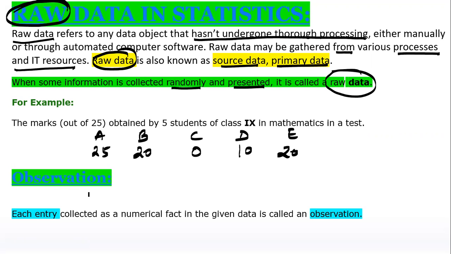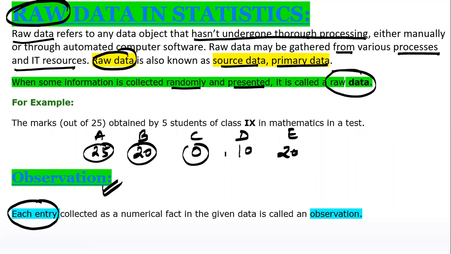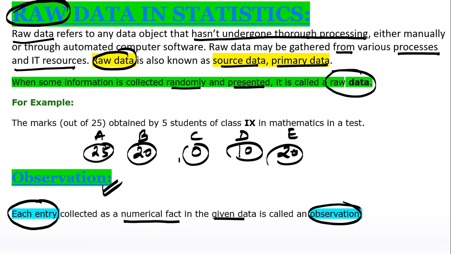Whenever we solve a problem, we will use the word observation. What is the meaning of observation? Each entry, like 25, 20, 0, 10, and 20. Each entry collected as a numerical fact in the given data is known as an observation. These are the observations.